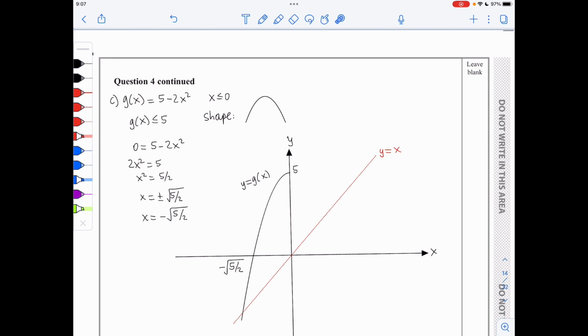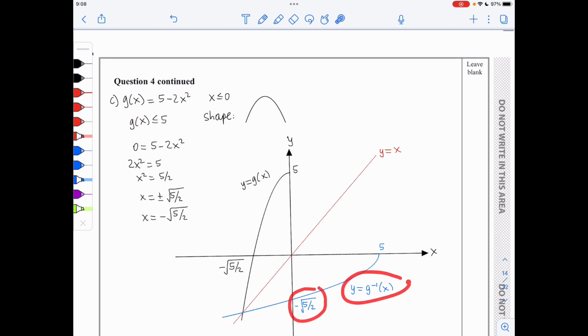So I draw my mirror line, and then the cut on the y-axis will become a cut on the x-axis. The cut on the x-axis will become a cut on the y-axis, and any point that lies on the mirror line will remain exactly there. So g inverse of x should look something like this. There it is, the cut on the x-axis is at 5, the cut on the y-axis is at minus root of 5 over 2.